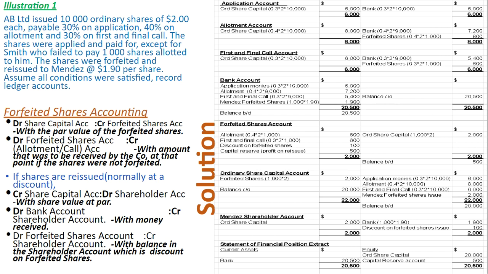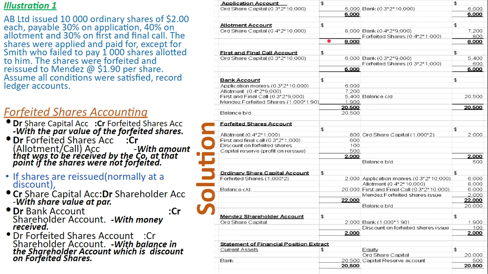So ideally, we will need to debit bank account with 30% received on application multiplied by $2 being the price per share multiplied by the number of shares issued 10,000. So bank account debit side, narration application monies 30% times 2 times 10,000 to give us $6,000.